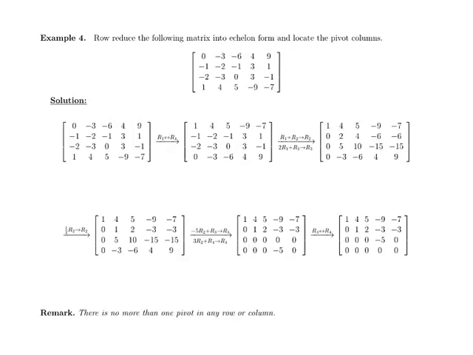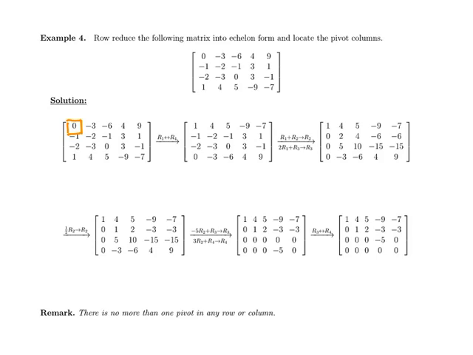So let's look at an example. We're going to row reduce the following matrix into echelon form and locate the pivot columns. Once we put it into echelon form, we'll be able to locate the pivot columns. So we start with this matrix, and we're going to do some row operations to get it down to echelon form. The first thing that we're going to look for is that we want a 1 or a non-zero entry in that top leftmost position.